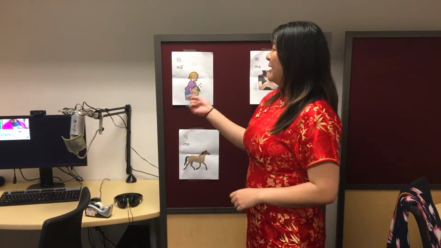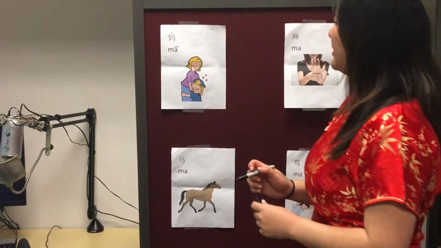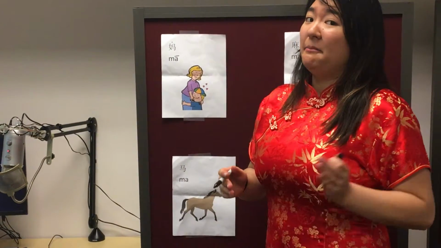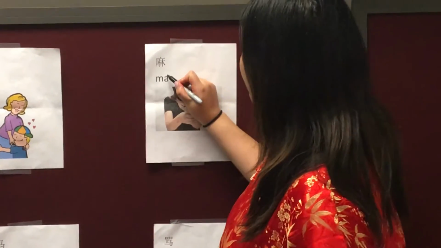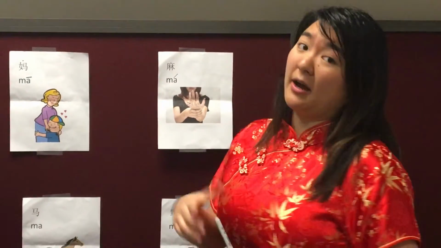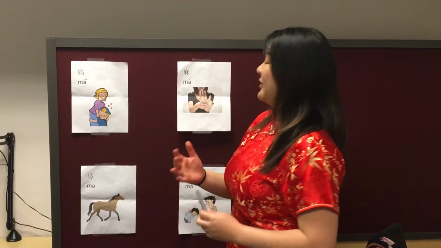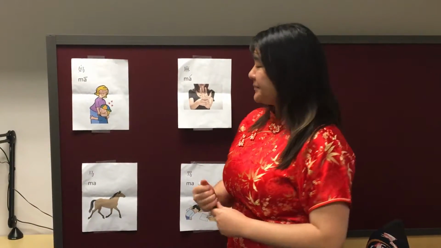So for tone 1, we have ma, which is a straight line. So ma is mama, which means mother in English. For tone 2, we have ma, which is an upward slant. Ma means numb. So, for example, 我手麻了, my hand is numb.